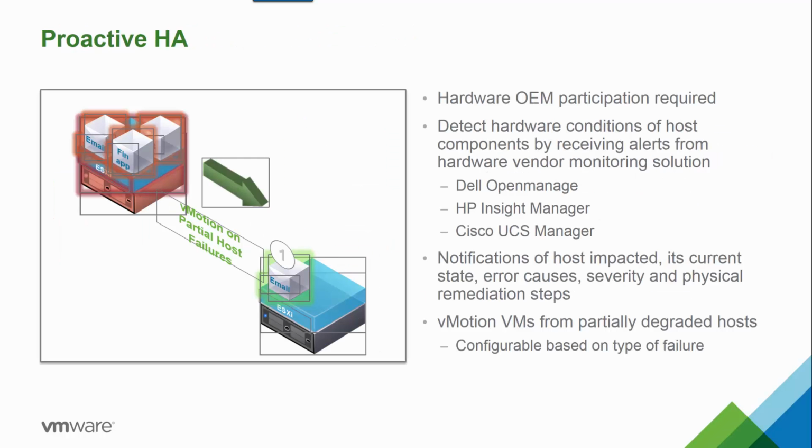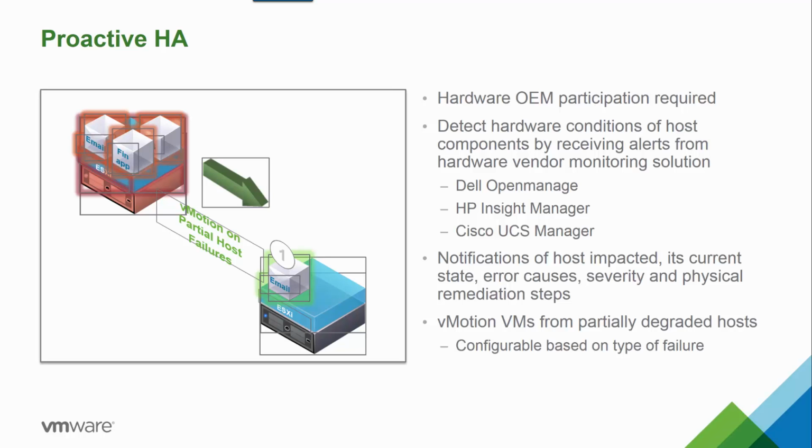With Proactive HA, participating vendors such as Dell, HP, and Cisco have their hardware monitoring solutions that detect hardware conditions for their servers. HA can now receive notifications of impacted hosts and then partially vMotion VMs from degraded hosts to accommodate the degraded host and keep your cluster properly balanced.